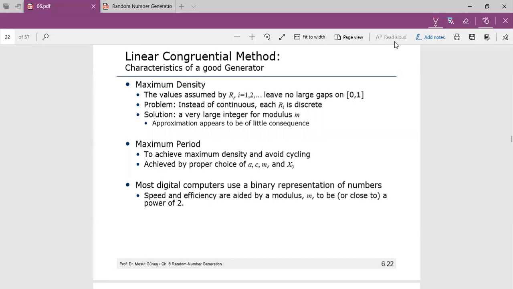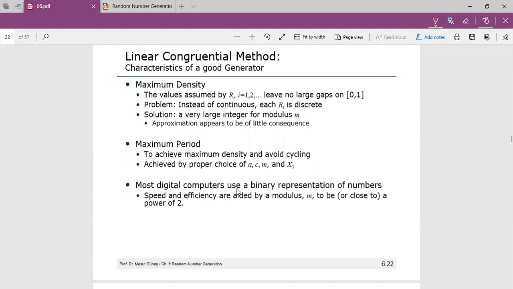Continuing with the previous topic, that is the linear congruential method, I was pointing out the characteristics of a good generator. The main characteristics are: the first one is the maximum density, the second one is the maximum period, which is also called cycling, and one more important characteristic is speed and efficiency.